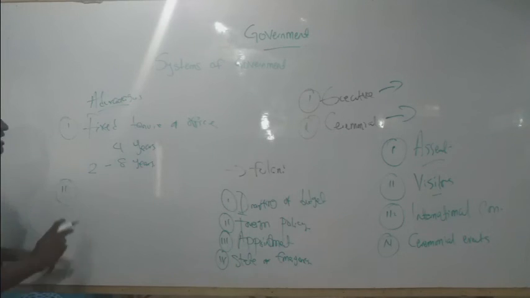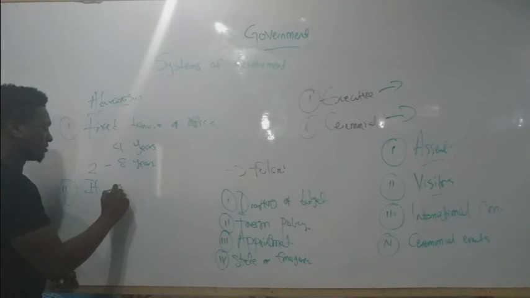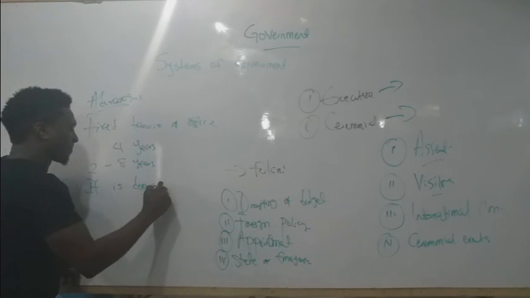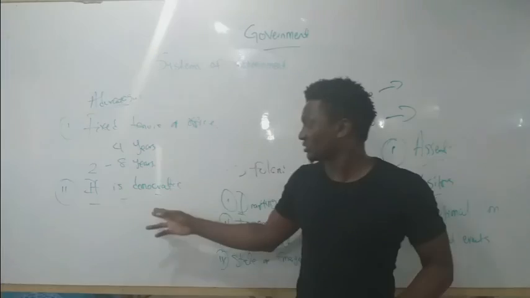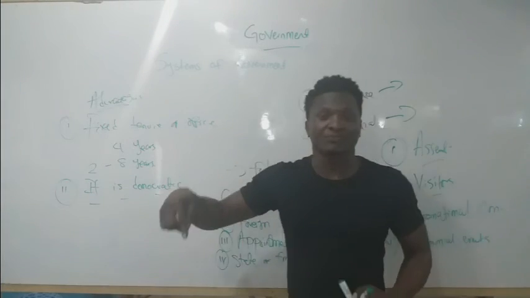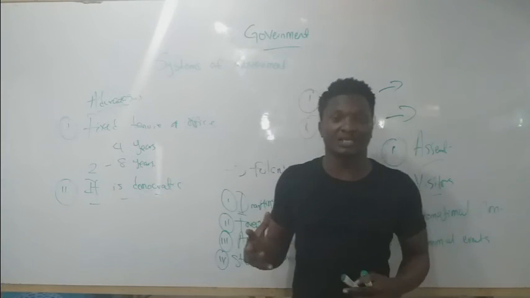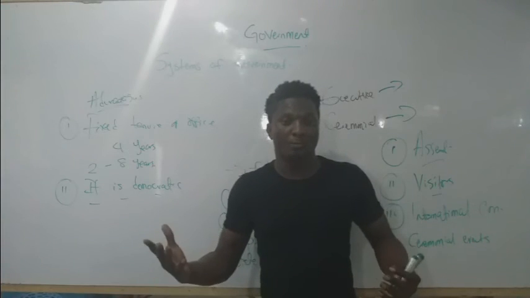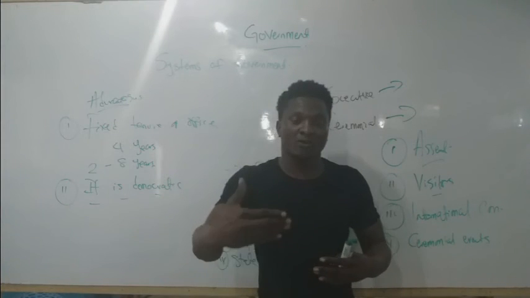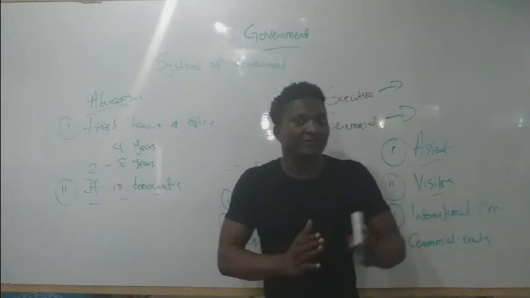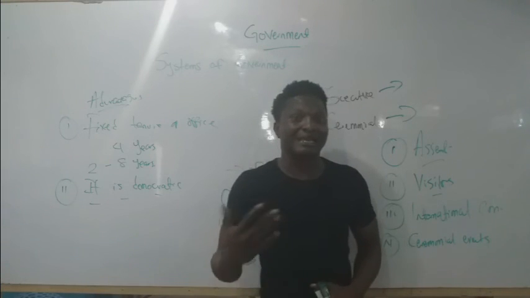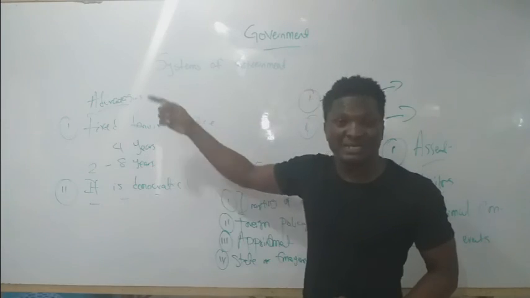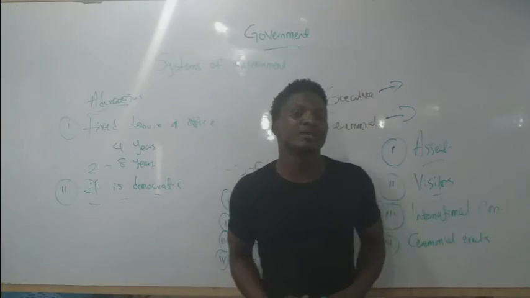Number two, very fast, advantages of a presidential system: it is democratic. The explanation of the word democratic comes from the word democracy. Democracy is from the Greek words demos and kratia, meaning people and rule. By way of definition, it's a system of government where the people can govern themselves directly or indirectly through representatives periodically elected by them. Presidential system of government brings to life that which democracy preaches.